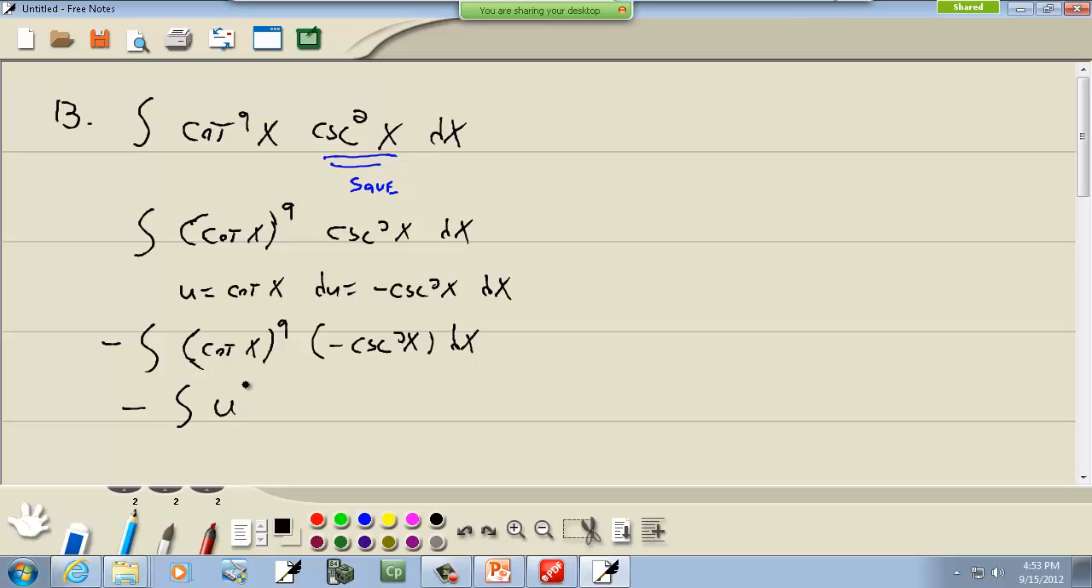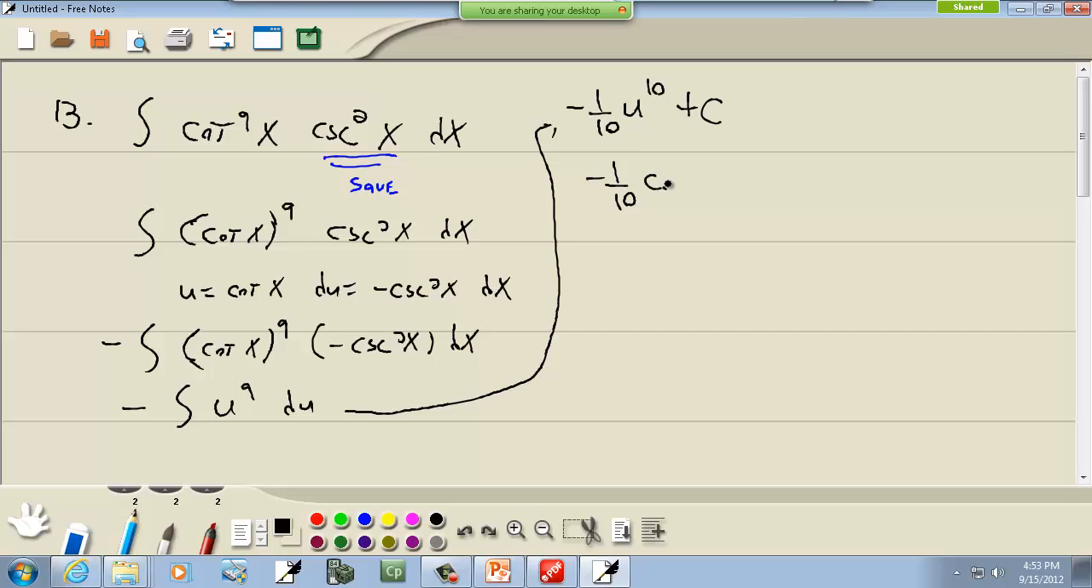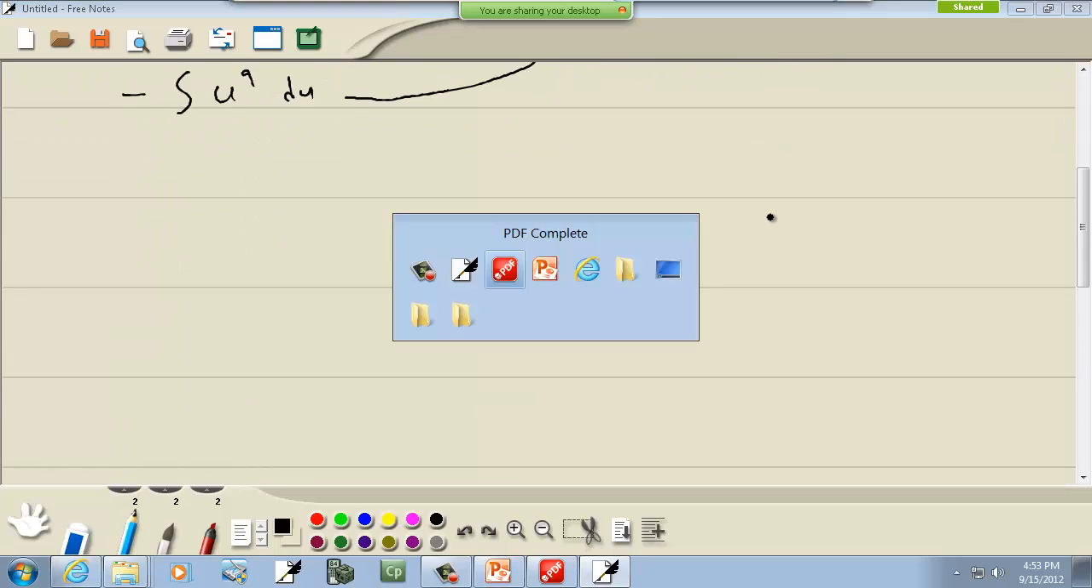So this becomes u to the 9th du. Add 1 to our power, divide by our new power, plus c. And u we said was cotangent, so this is cotangent to the 10th power of x. And that would be our answer. And I bet I have room for another one on here, hopefully.